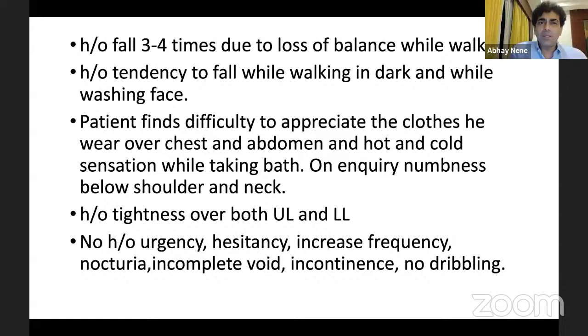What about upper limb pain, Subhanshu? Any upper limb pain? No, sir. No upper limb pain, sir. And is religion important here?